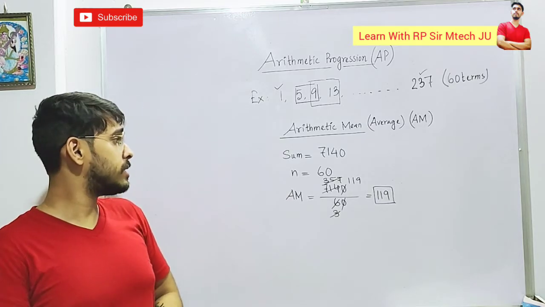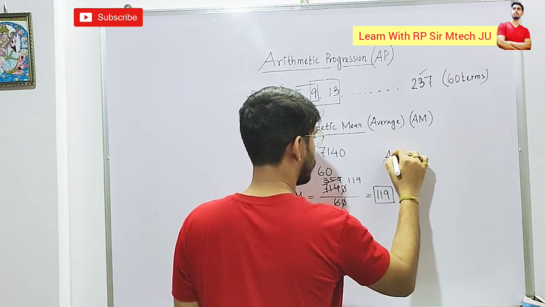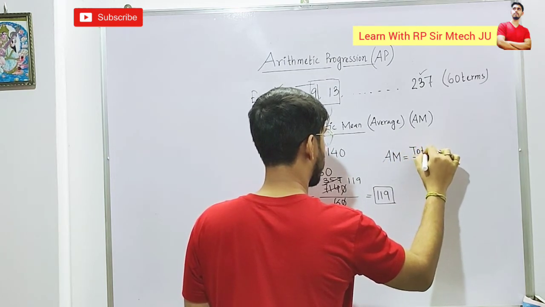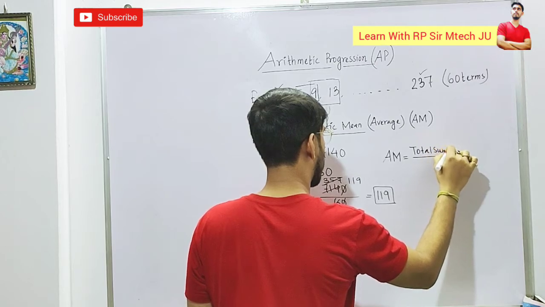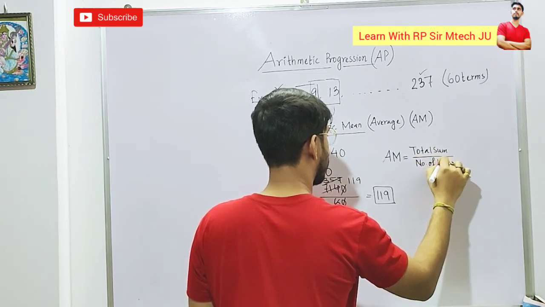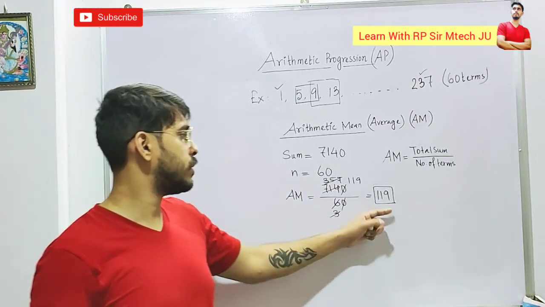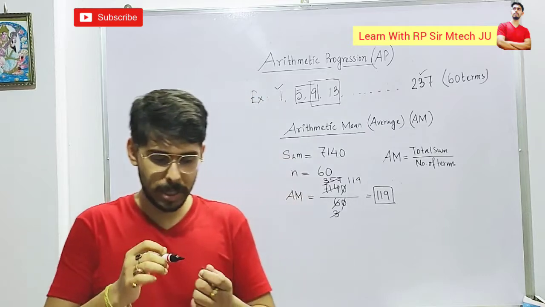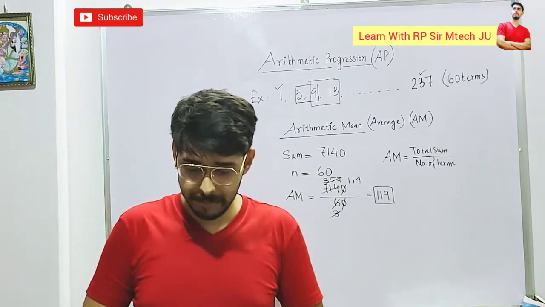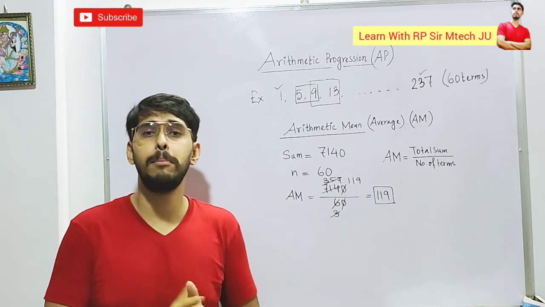Okay, so this formula can be written, so I am just writing out the formula. So formula will be total sum divided by number of terms, the formula for average, that's it. Okay, so with this we have got the arithmetic mean to be 19. So with this we end up the theory. So in the next video we are going to do the applications.